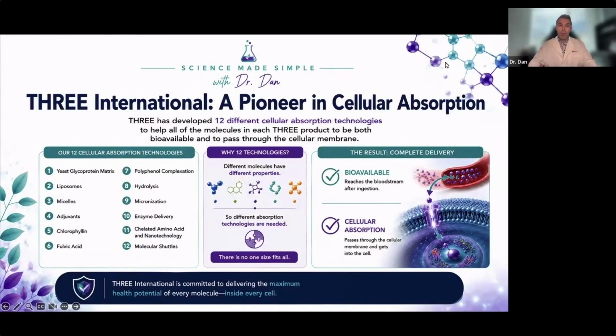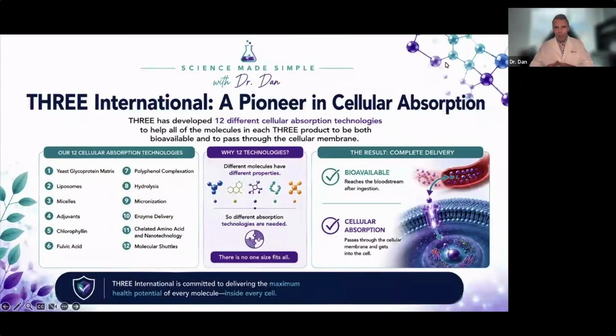And then what I've done over the years, as I transitioned into the proactive wellness industry, transitioned into using natural, beautiful molecules from plants, I noticed that absorption was also a problem. So I've been utilizing techniques to increase absorption of molecules for many years. And here at 3 International, what we recognized is that there's not a one size fits all.